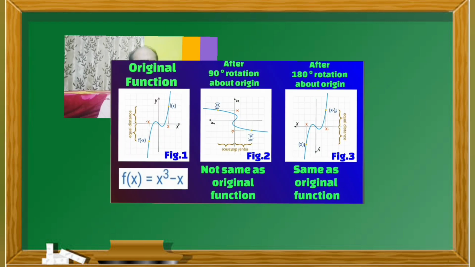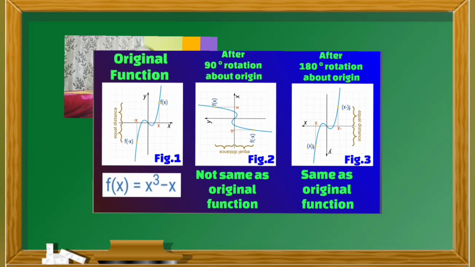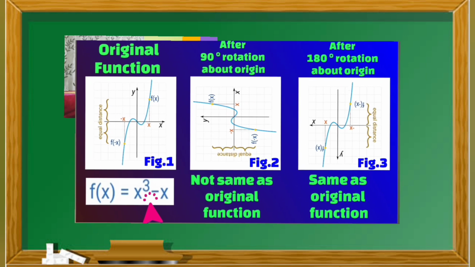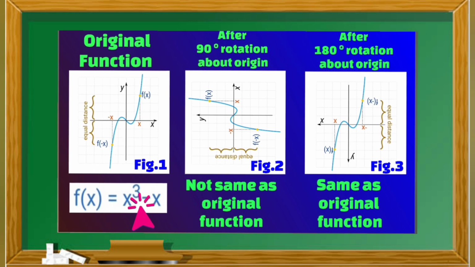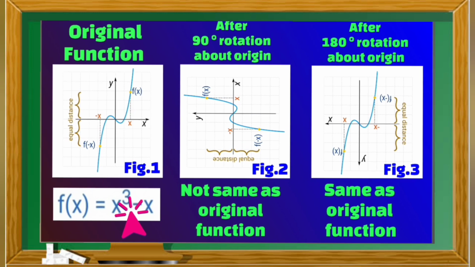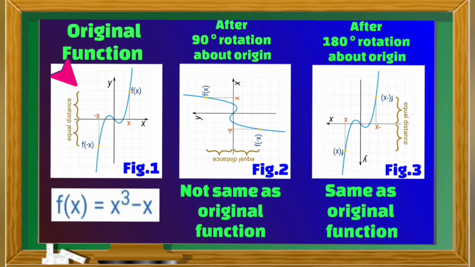Now let's take a look at the graph of the function f of x equals x cube minus x to understand the graphical definition of an odd function. We can see the graph of the function f of x equals x cube minus x in figure 1. Now let us rotate the graph given in figure 1 by 90 degrees about the origin. After 90 degrees rotation about the origin, we get the graph given in figure 2. We can observe that the graph of figure 2 is not the same as the graph of figure 1.